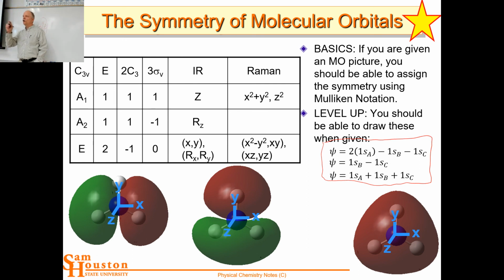If you're just looking at the coefficients in front of those different things, you should be able to draw the pictures. I've got a 1s orbital that's twice as big, and it's the opposite sign of the other 2. I should be able to draw that picture. All right, so that's a good place to stop.